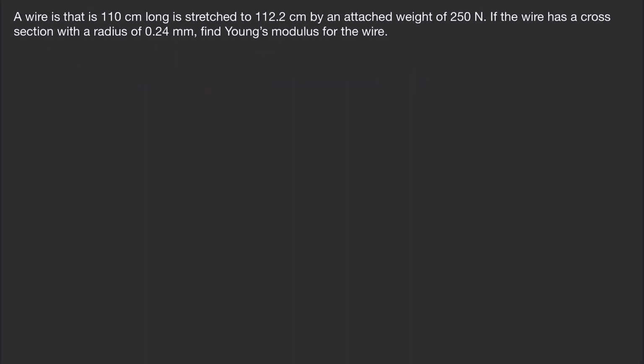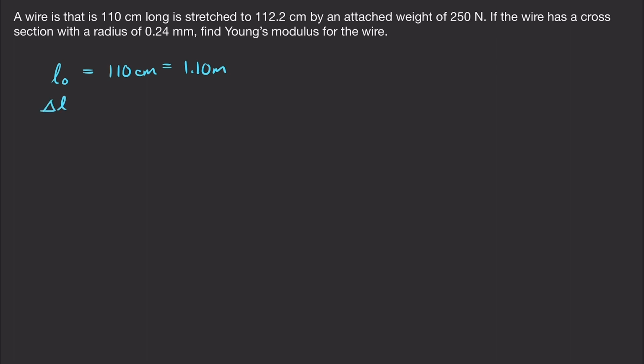So in this first problem, we have a wire that is 110 centimeters long and it is stretched to 112.2 centimeters by an attached weight of 250 newtons. If the wire has a cross-sectional area with a radius of 0.24 millimeters, find Young's modulus for the wire. So I'll start by writing everything we know. The unstretched length is 110 centimeters or 1.10 meters.